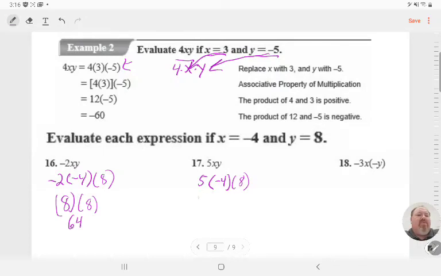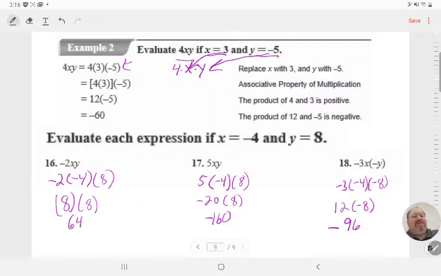Then we have 5 times x times y, so 5 times negative 4 times 8. 5 times negative 4 would give me a negative 20. Negative 20 times 8 would give me a negative 160. Okay? And the last one would be negative 3 times negative 4 times negative 8. Negative 3 times negative 4, two negatives will make a positive, so that would be 12 times negative 8. One positive, one negative is going to give my answer negative, and it would be 96, so negative 96.